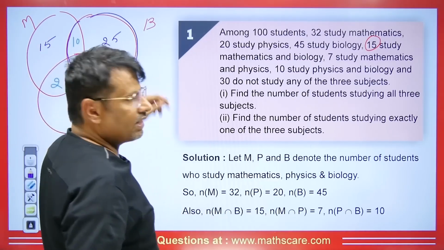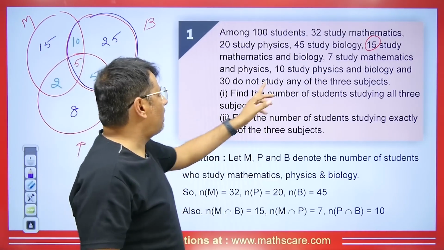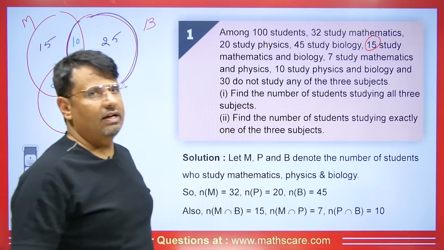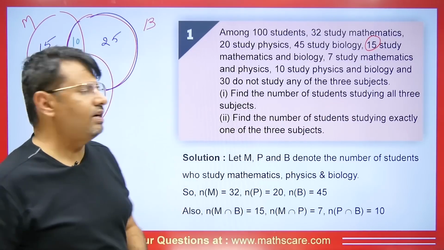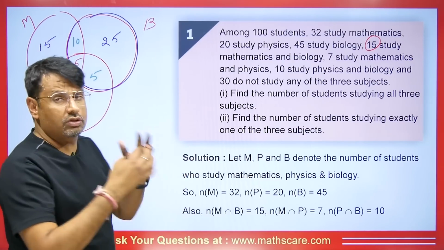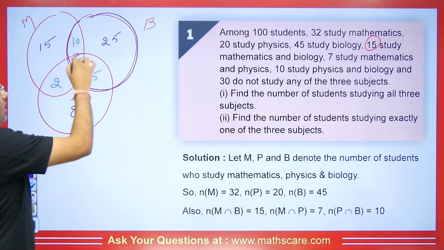Now addressing the specific question, find the number of students studying all 3 subjects. How many students are there who are studying all 3 subjects? We have identified that 5 students are studying all 3 subjects. The answer for this will be 5, right?